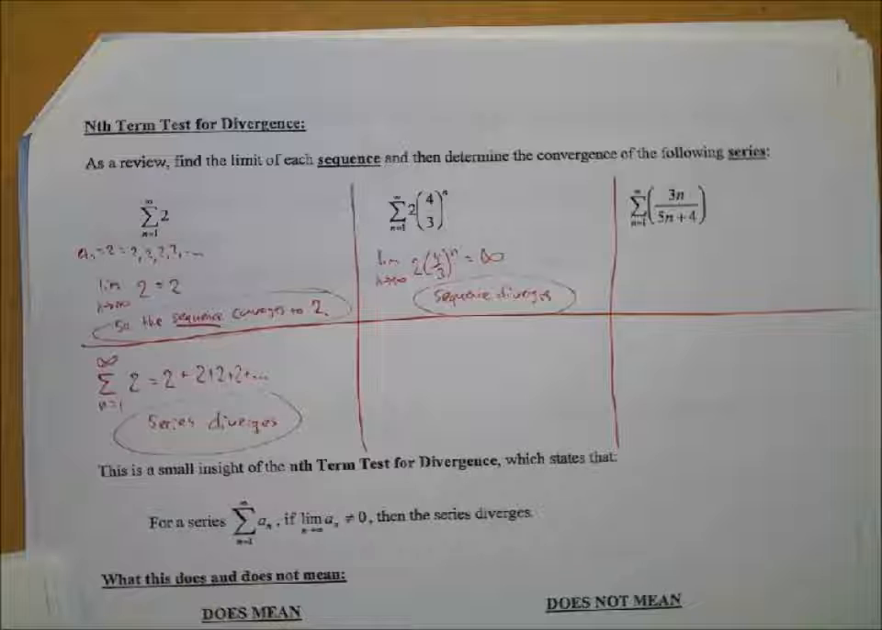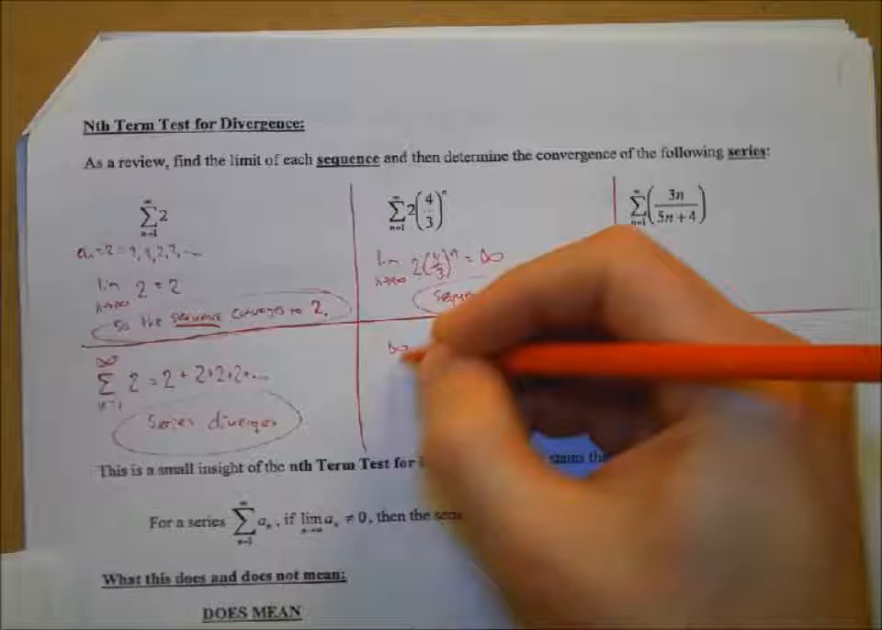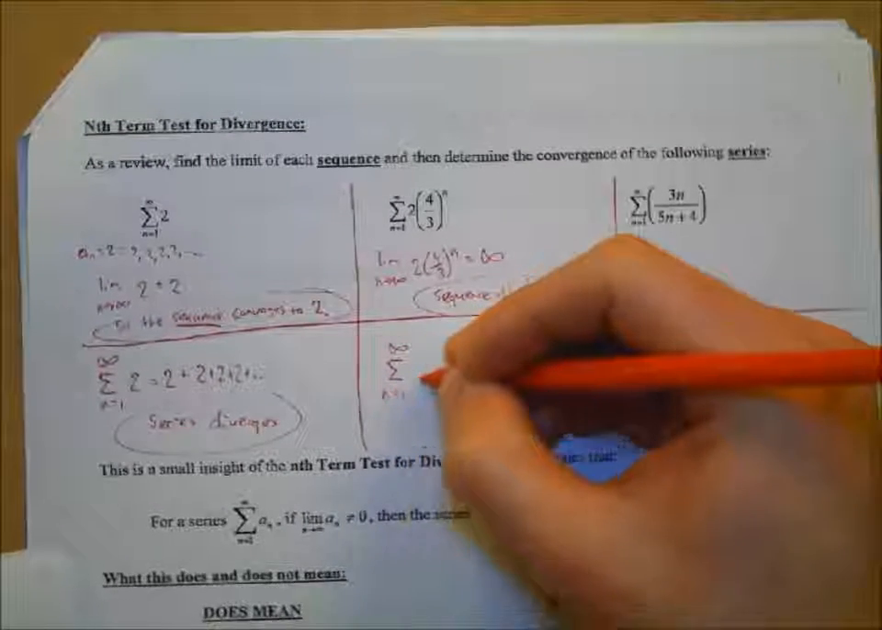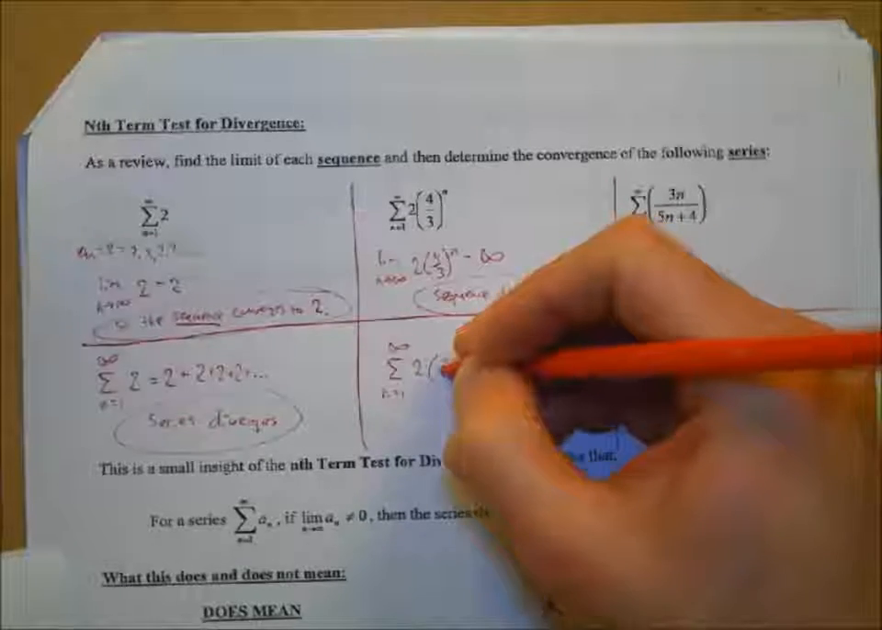What about the series? What kind of series is this? Geometric. It is geometric. Okay, what's our common ratio? 4/3, and so we would expect the series to diverge. Our common ratio is greater than or equal to 1, so it's going to diverge.